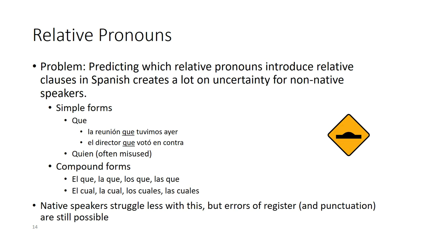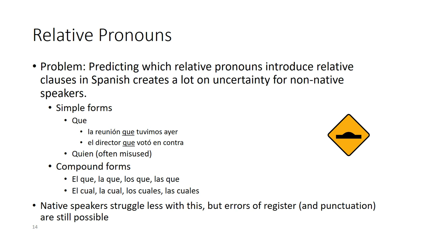The final topic that we're going to look at in terms of speed bumps or problematic grammar structures in Spanish is one that a lot of people don't think about very often, but is used very much, and those are relative pronouns. These are the words, usually que and quien, that introduce a relative clause, which is a clause that modifies some antecedent, a noun in the previous clause. The problem is that predicting which relative pronouns introduce those relative clauses in Spanish creates a lot of uncertainty for non-native speakers. And also native speakers make many mistakes with relative pronouns.